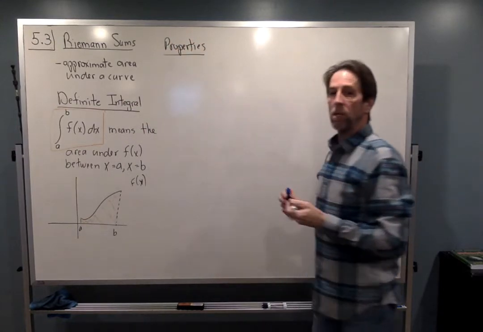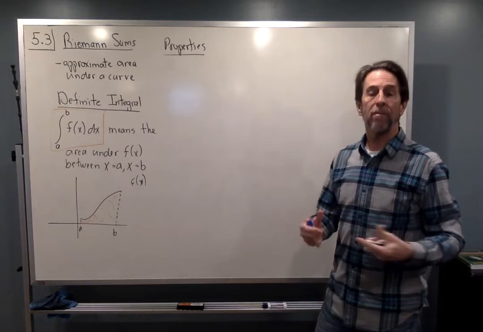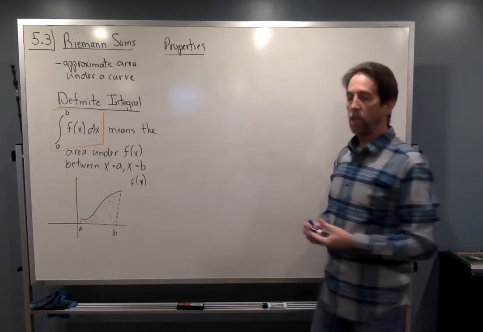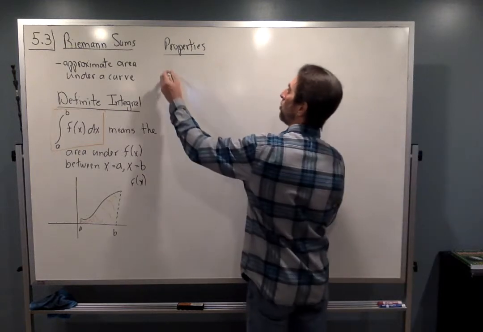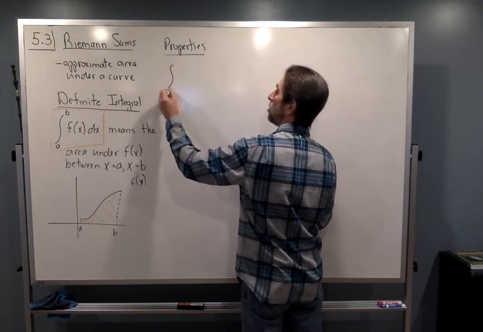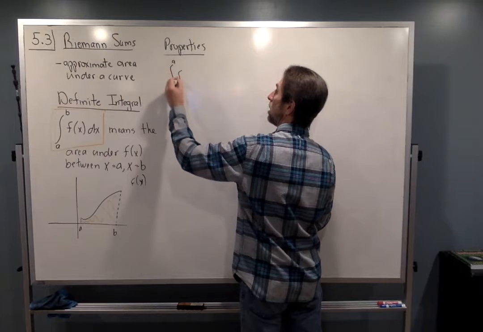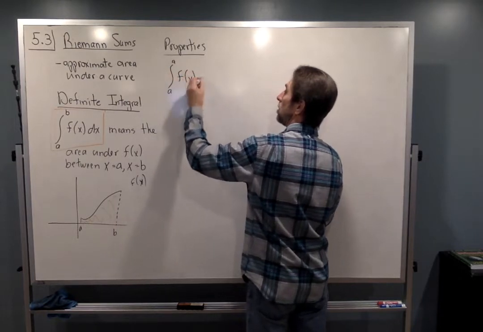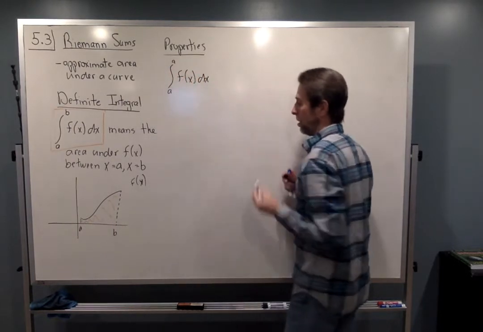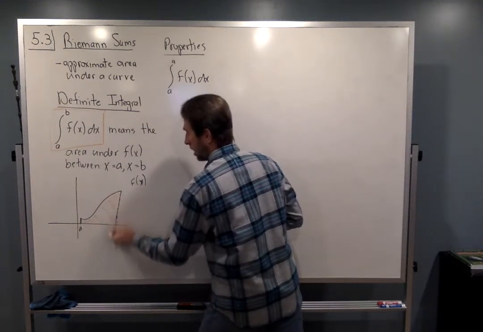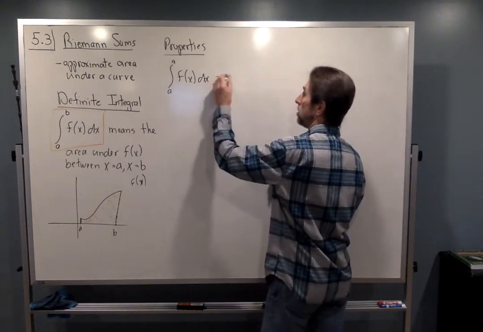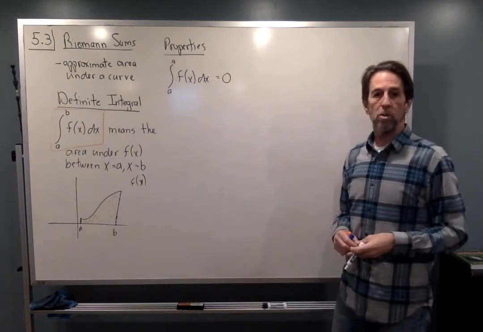Now, when I say properties, I'm talking about the properties of the definite integral itself. Some of these, at least most of these, I hope are rather intuitive. For example, what would we say the integral from a to a of a function would be? Well, I would hope you'd realize that if I go from a to a, there is no area. So that's pretty simple.